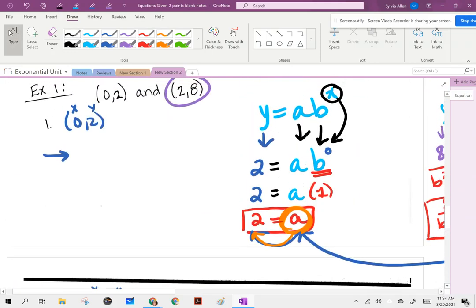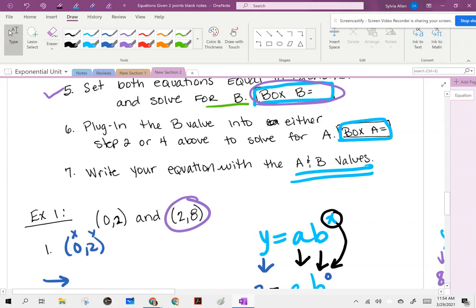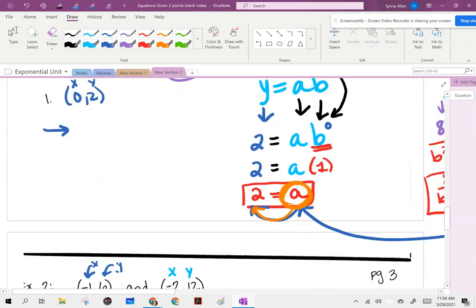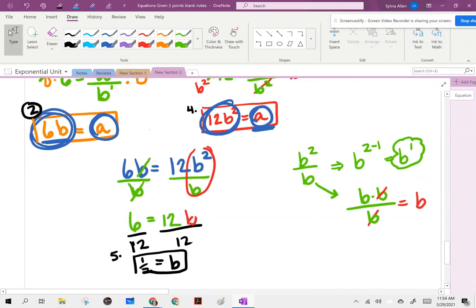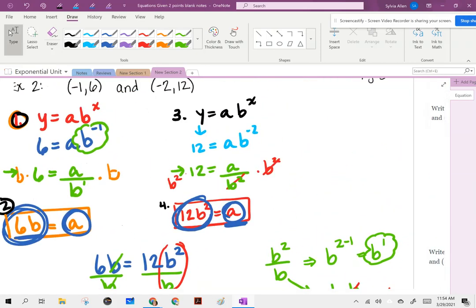Okay, going back up here. Now we are plugging the b value into either step 2 or 4. So again, we know that our b value is 1/2.